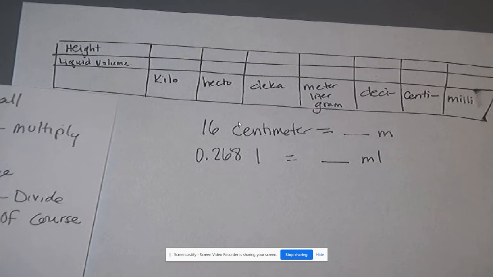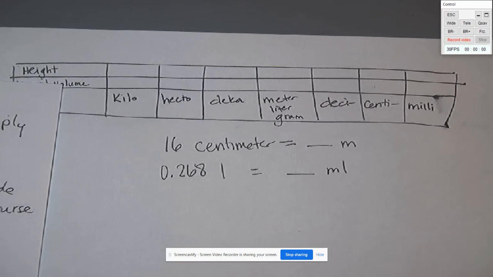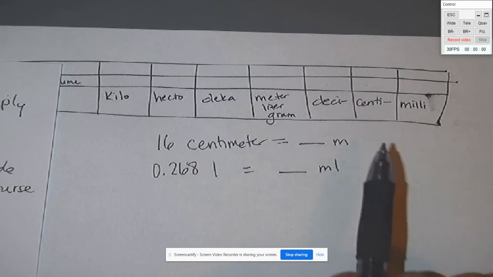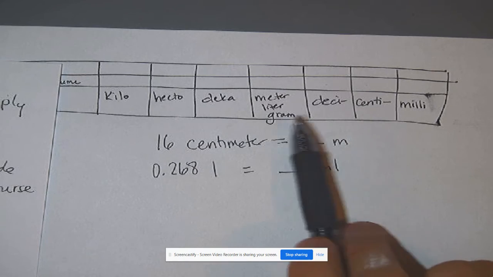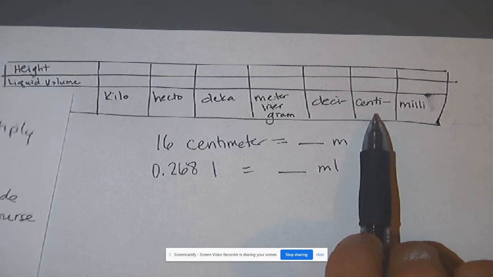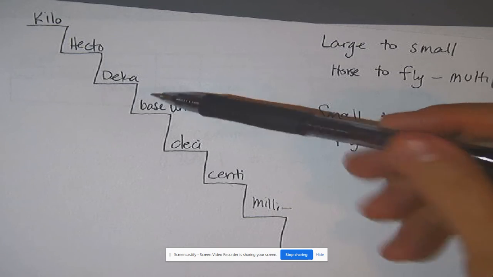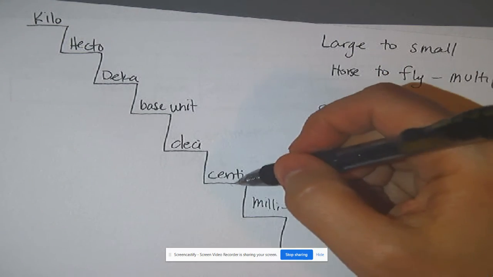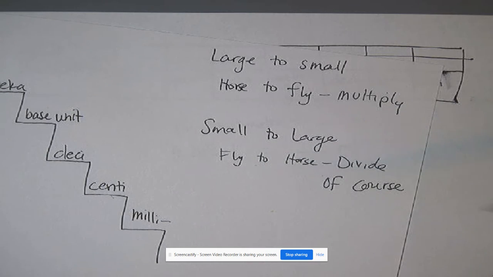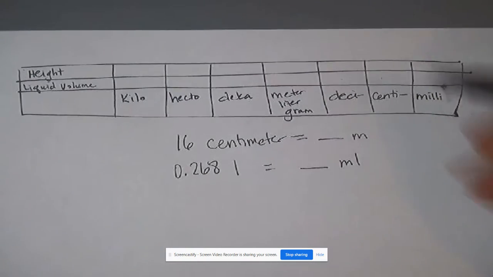Well, the first question we ask, remember, is large to small, small to large. So we're going centimeters to meters. Or if we have our steps, centimeters to meters. This is our base unit, remember? So we're going small to large, fly to horse. So we're going to divide.